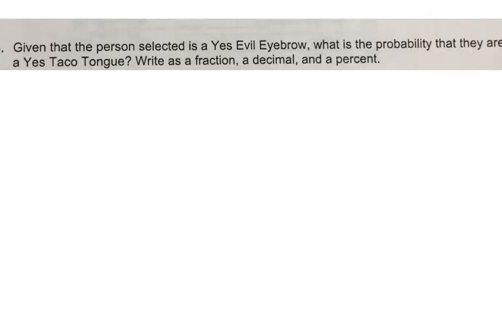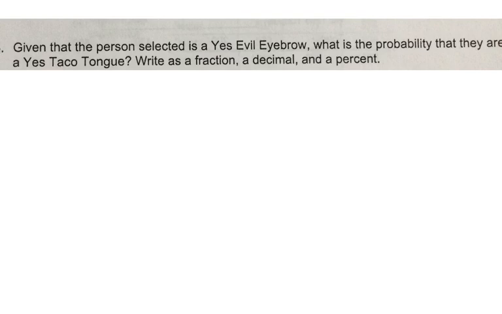So today, we are given a new situation. And I just said the word. This shows how my brain's just terrible. Given that a person is selected, yes, evil eyebrow, what is the probability they are yes, taco tongue?